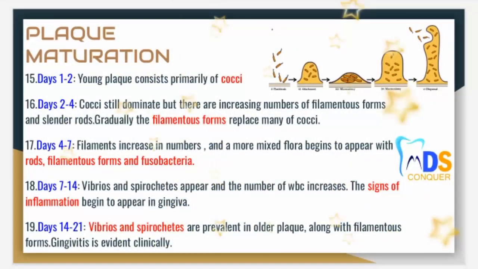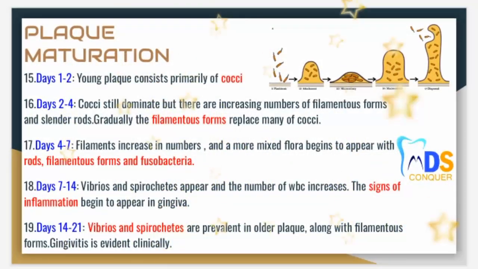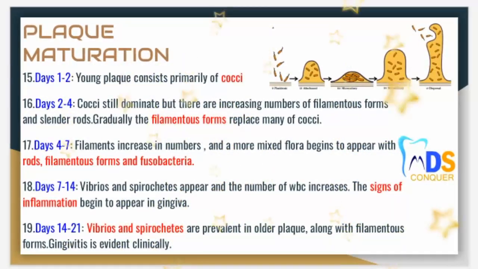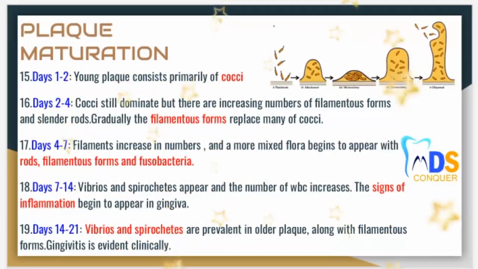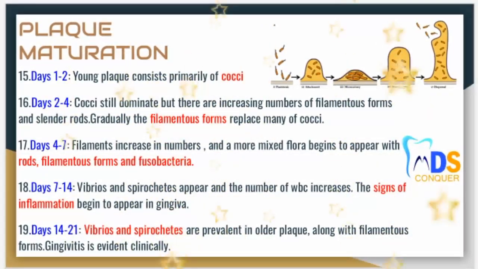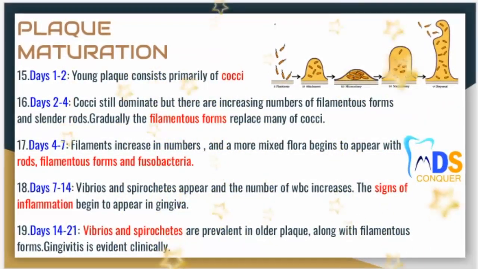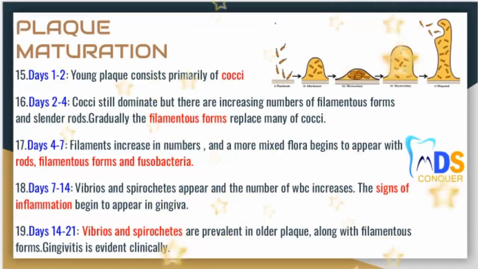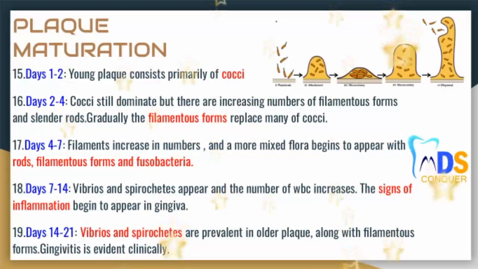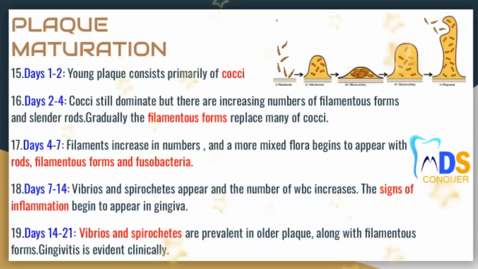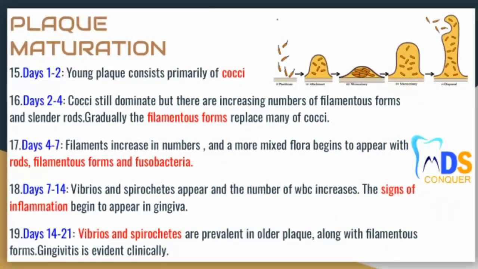forms and fusobacteria. Point number 18. From days 7 to 14, vibrios and spirochetes appear and the number of WBC increases. The signs of inflammation begin to appear in the gingiva. Point number 19. From days 14 to 21, vibrios and spirochetes are prevalent in older plaque along with filamentous forms. Gingivitis is evident clinically.